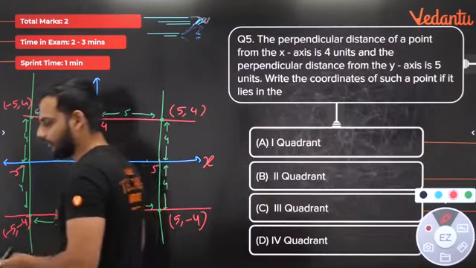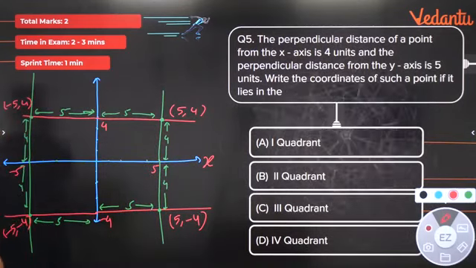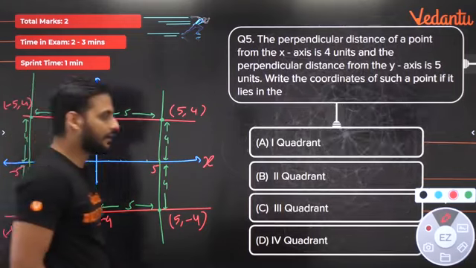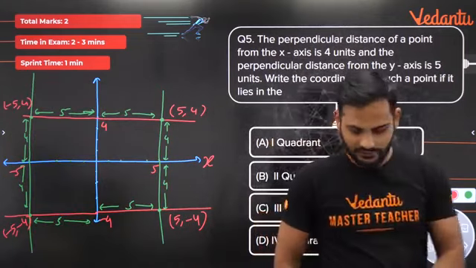Where if the point is in first quadrant, its coordinate will be 5, 4. In the second quadrant, minus 5, 4. In the third quadrant, minus 5, minus 4. In the fourth quadrant, 5, minus 4. Right? This is how it will be done. Let's move to the next question.